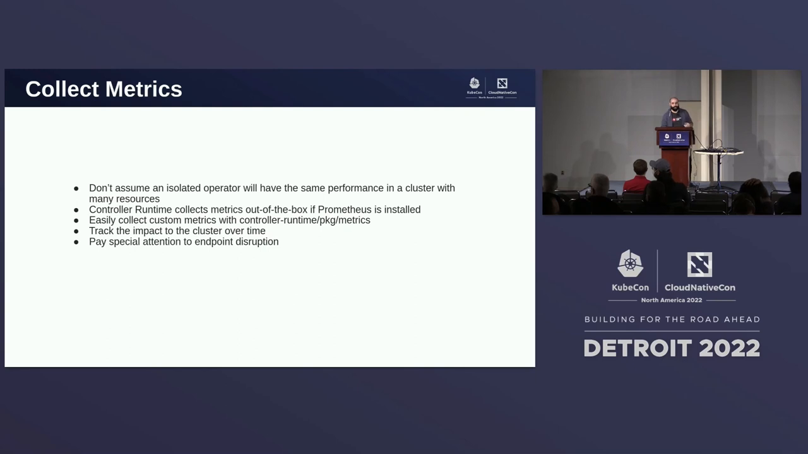Controller runtime, which is underneath operator SDK, will expose Prometheus metrics to you out of the box. So if you have Prometheus installed on your cluster, there's no reason not to be consuming those metrics. You can create some custom metrics completely on your own to measure whatever you'd like. It's very easy. I've done it myself.